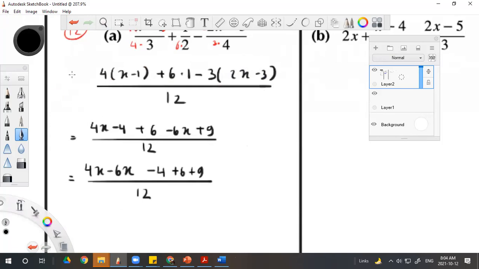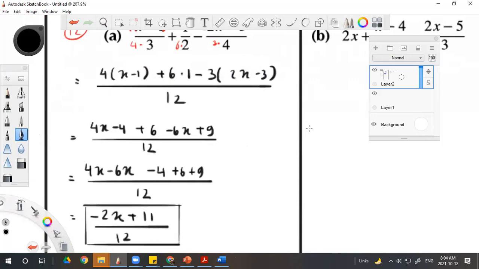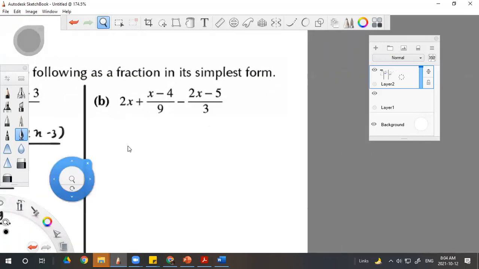And then put below 4x minus 6x is negative 2x. Minus 4 plus 6 is 2. 2 plus 9 is 11 over 12. Negative 2x plus 11 over 12. Done. Next thing, last one.